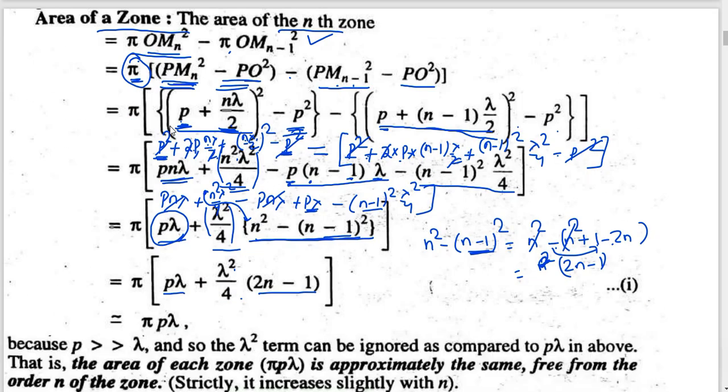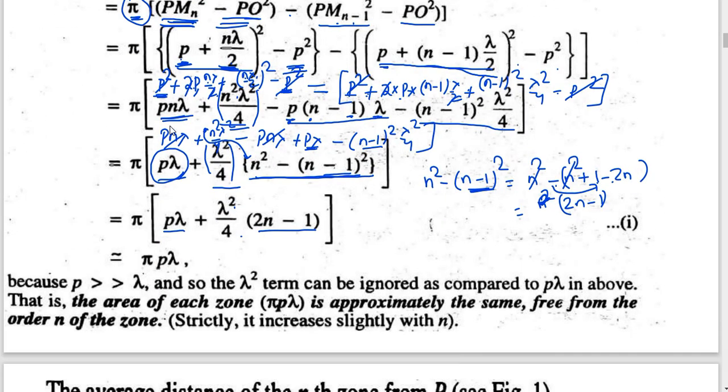Okay, next, this approximation will be pi p lambda, because what is p? Here p is the distance from P to O, and that is very much greater than lambda. So this lambda square can be neglected as compared to p from the first term, because lambda square is a very small quantity as compared to p, so we can easily neglect it, and that lambda square term can be ignored as compared to p lambda in the above.